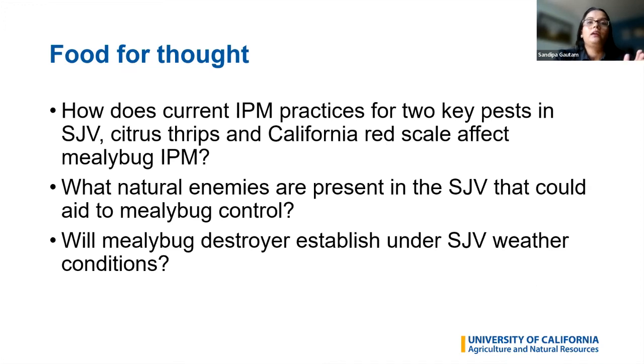I want to leave with these three questions as food for thought, because these questions may also answer why we're seeing mealybug population resurgence in the San Joaquin Valley, why it's spreading, and why the infestation has been so serious in the last few years. So the first question is, how do current management practices for two key pests in the San Joaquin Valley, citrus thrips and California red scale, affect citrus IPM?